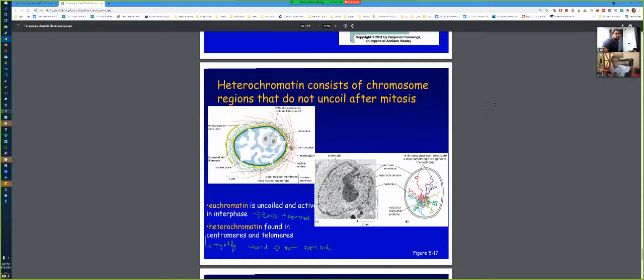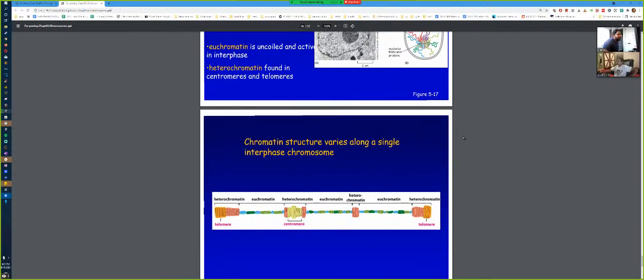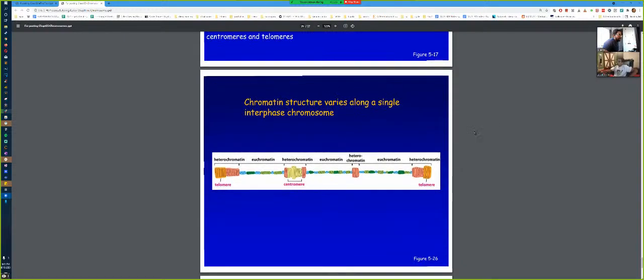Okay, so you wrote euchromatin loose and expressed, right? Tightly, okay. Chromatin structure varies along a single interphase chromosome. Centromeres and telomeres, since they're not expressed, are going to be heterochromatin. You might have some bits in between, but they vary along, so you'll get some euchromatin and stuff.